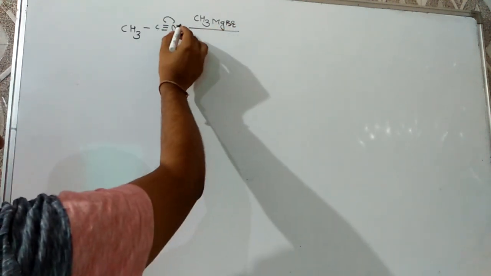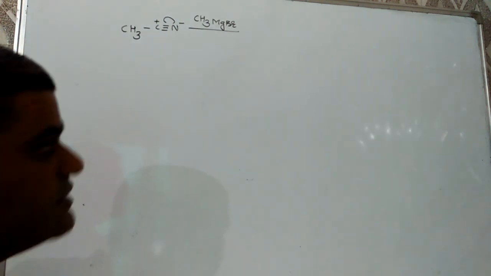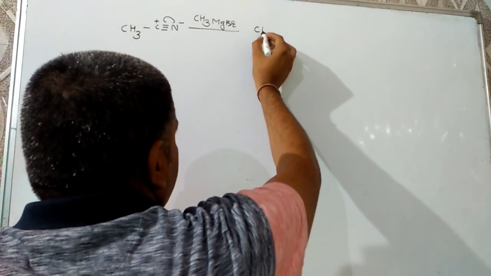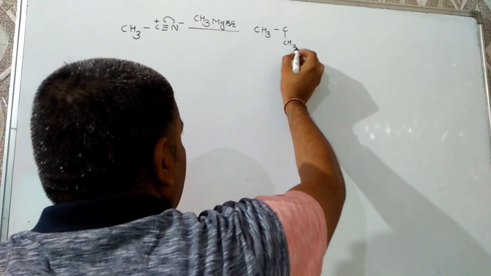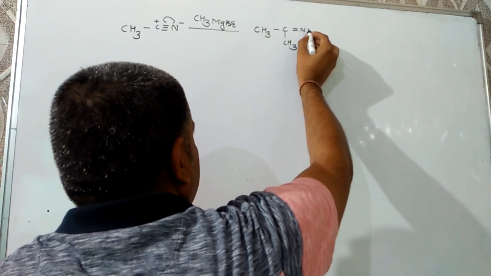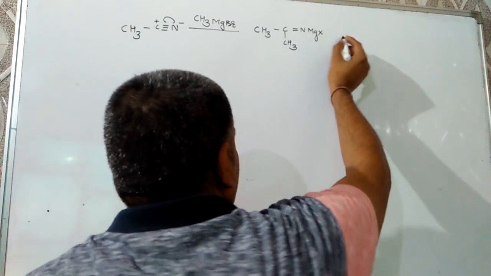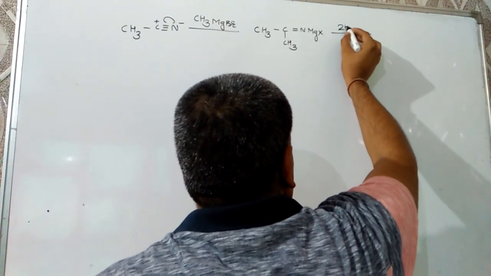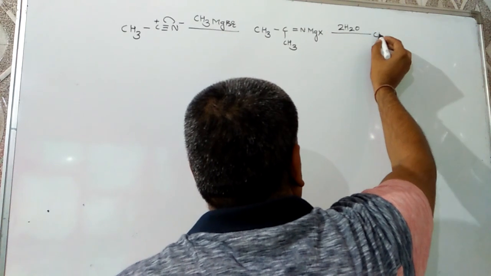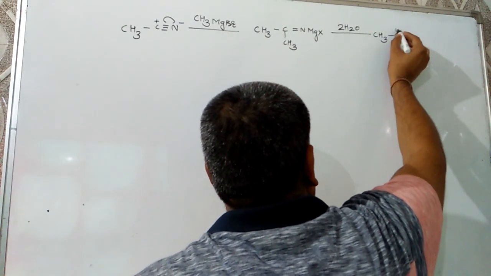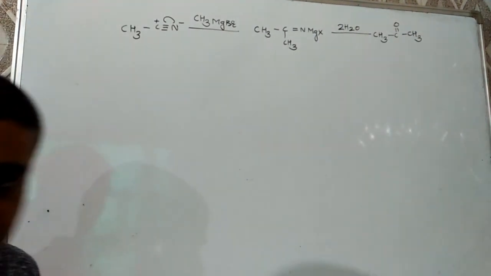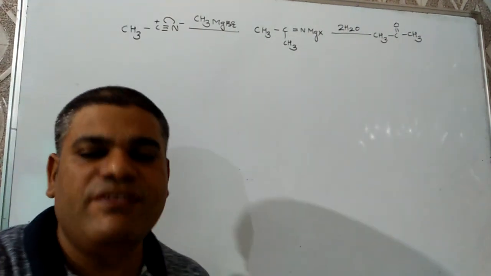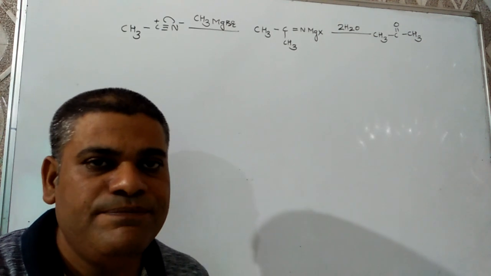Here the electromeric effect takes place. Nitrogen gets a negative charge and carbon gets a positive charge. When addition takes place, the product formed will be CH3C(CH3)=NMgBr, and that on complete hydrolysis will give acetone as a product. I hope you understand this topic. We are going to repeat this topic in every chapter of organic.